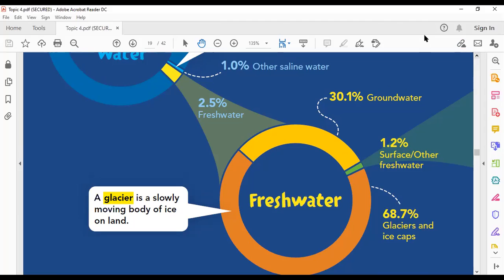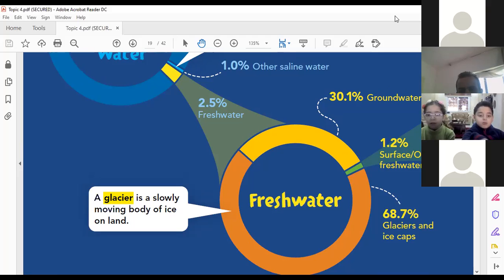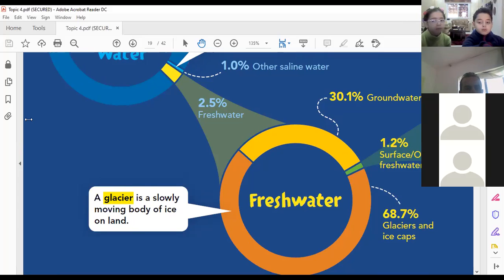Can you, without using the book, can anyone summarize this for me? Can anyone talk about the distribution of water on Earth and fresh water on Earth? Can anyone summarize this without cheating from the book? Can anyone try? Okay, Hassan, go ahead. Describe it in your own language, you can.